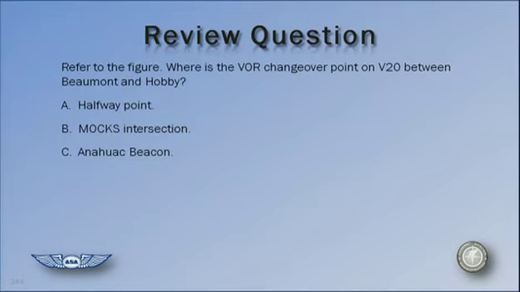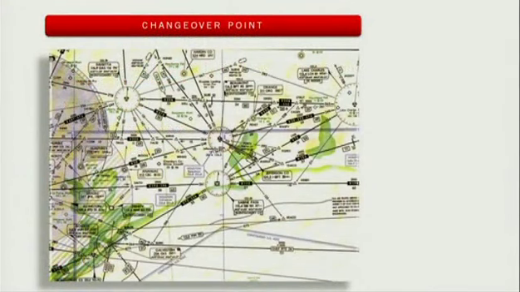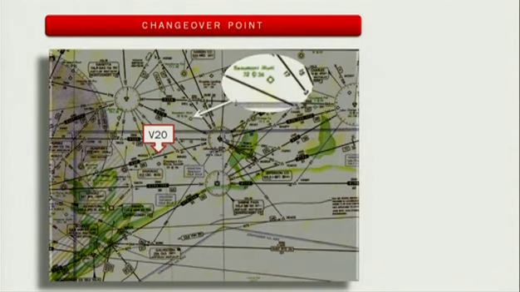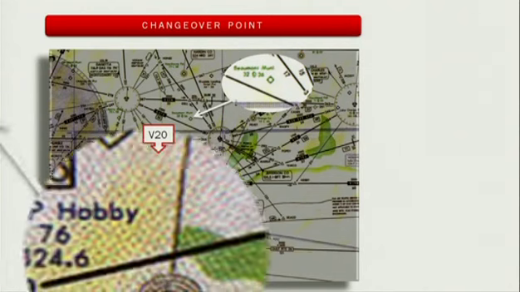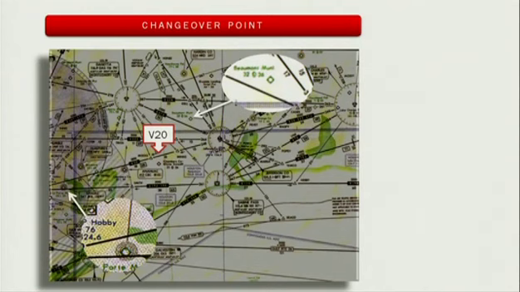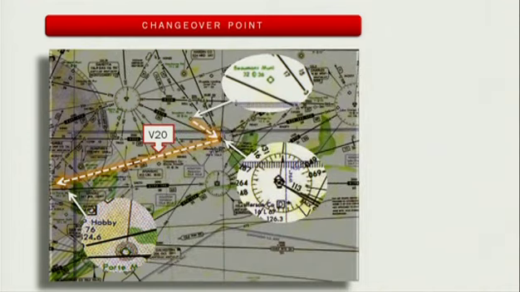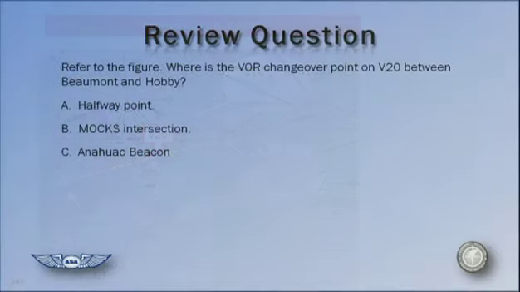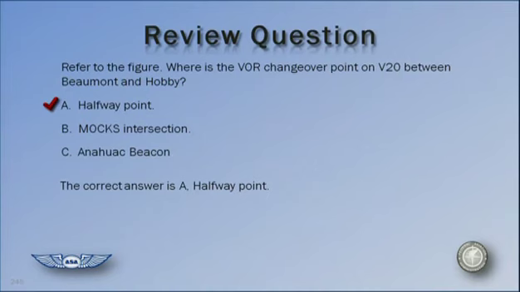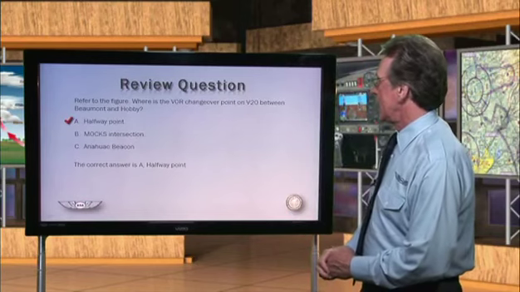Well, let's take a look at our chart and see how we figure this out. First, we find Victor 20. That's located right there. Then we take a look at an overlay of the Beaumont Municipal Airport there. And here's Hobby, our destination. We plan our route of flight. And then we look at the VOR, and it should show that it's the midpoint. Let's take a look at our question again. That's true, the halfway point rather. Correct answer is A.